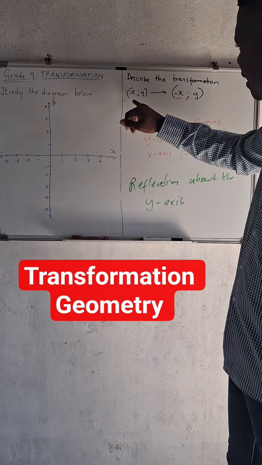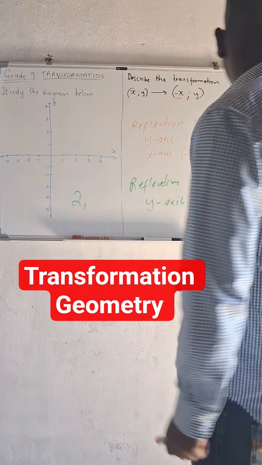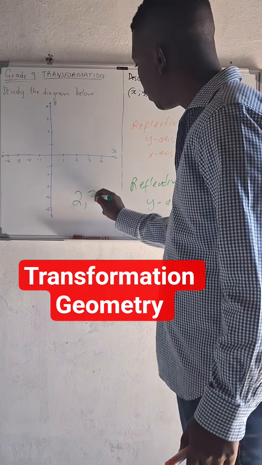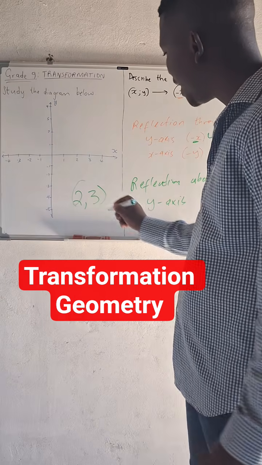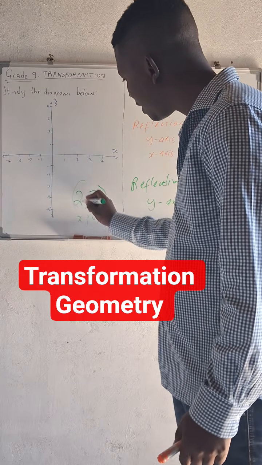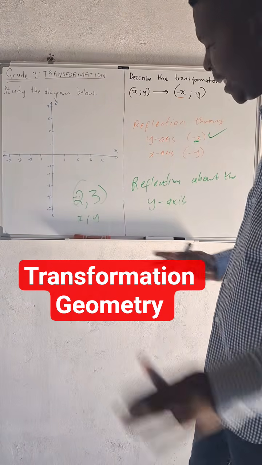And every point is written in terms of x is to y. I'm going to make a quick example. When you have 2 is to 3 and you are reflecting through the y-axis, you go to the value of x, you write it in terms of x is to y. Remember, this is x now. So you're going to make it negative. As simple as that.